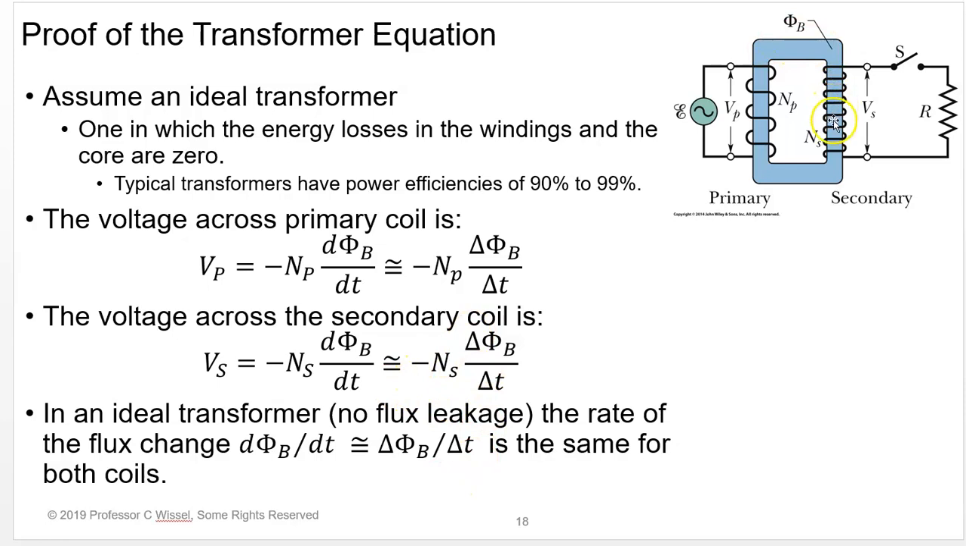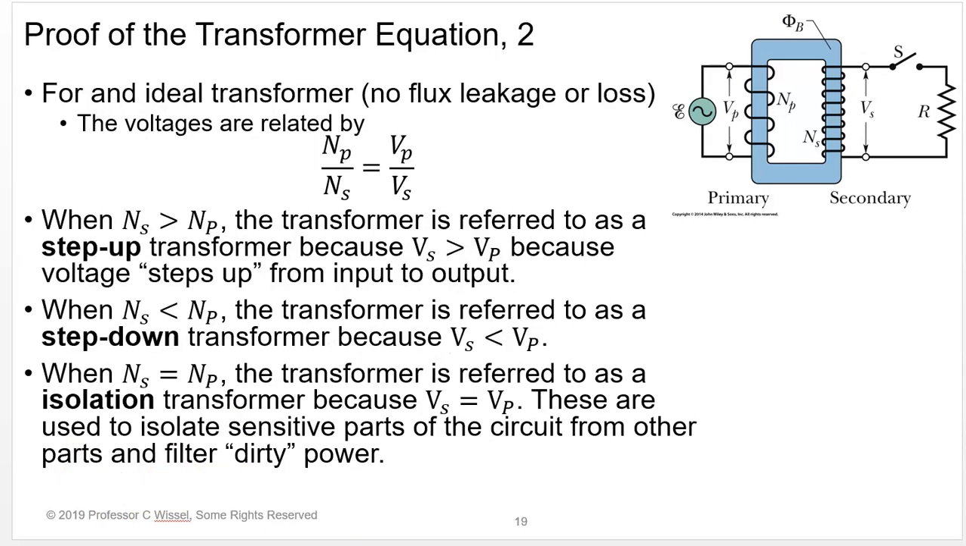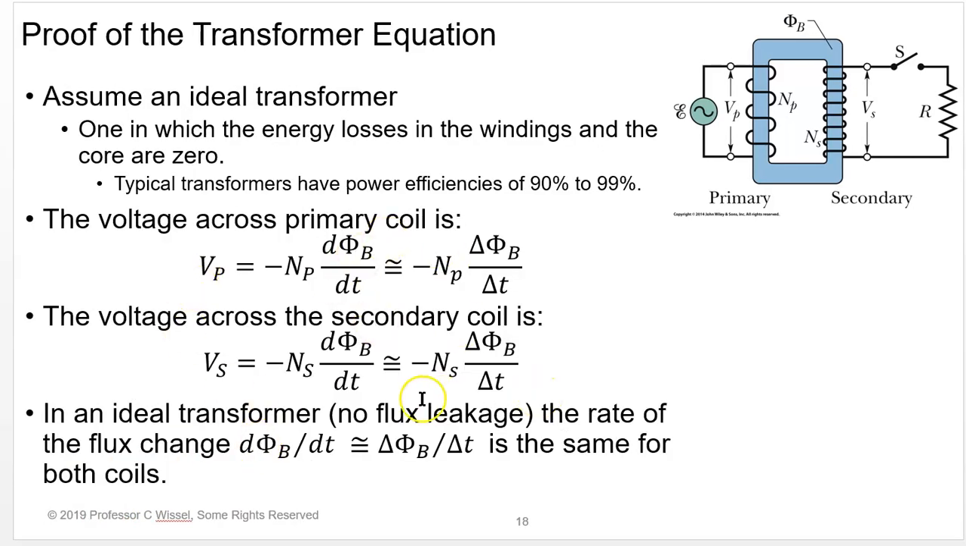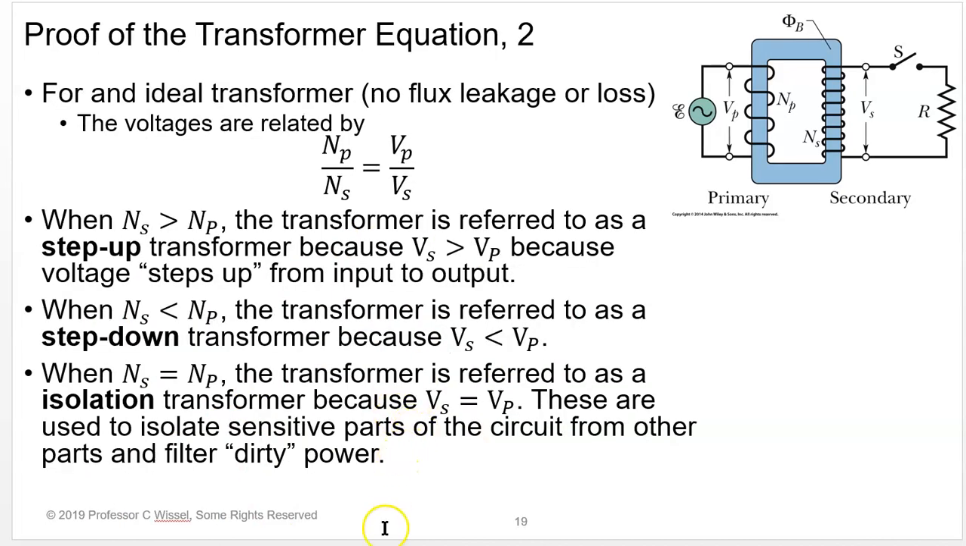All the magnetic flux in one coil is shared by the second one. So d phi B dt is the same for both coils. This means there's no flux leakage, so the rate of flux change is the same for both coils, and it's deliberately designed to be that way. So then we can equate these things and eliminate it from the equation. And when we do that, for an ideal transformer with no flux leakage or loss, the voltage is related by the number of turns in the primary divided by the number of turns in the secondary equals the voltage in the primary divided by the voltage in the secondary.